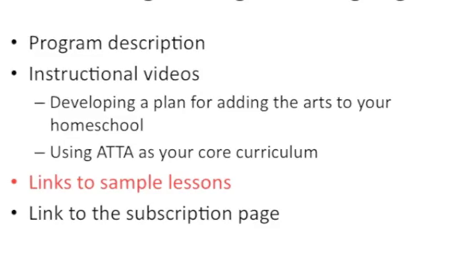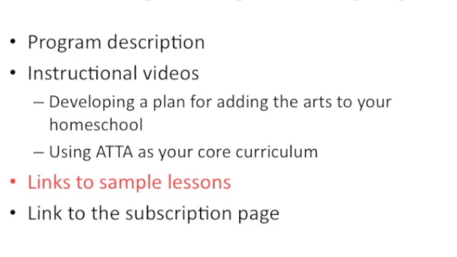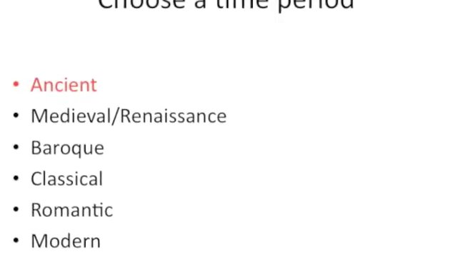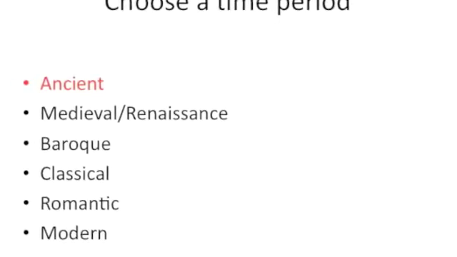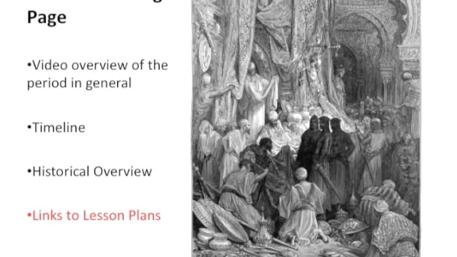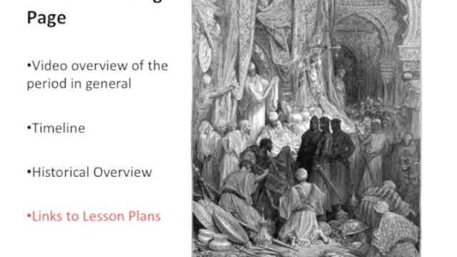So we'd click on the sample lesson button and then be taken to a place where we could choose one of the 6 time periods. We're going to choose Ancient today. This will take you to the Ancient landing page, and here you're going to find a video giving a general description of the time period.